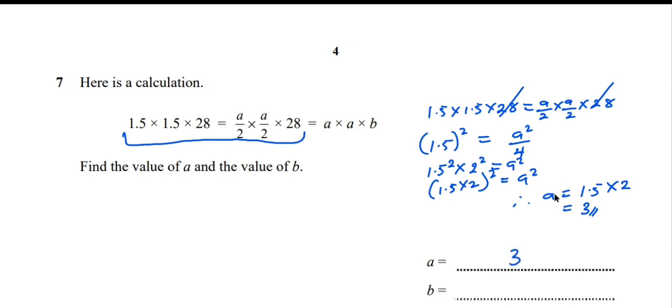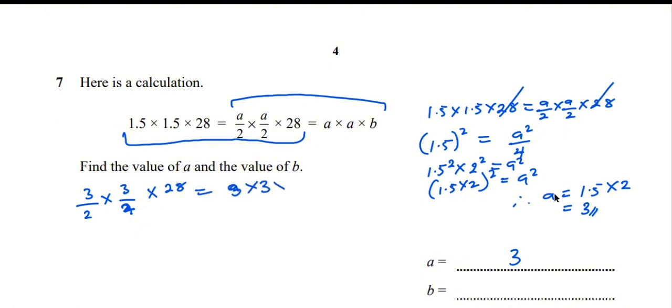So all I need to do is to place my a somewhere and solve for this. Okay, so I'm going to put my a as 3 here and solve for this. That will give me 3 over 2 times 3 over 2 times 28 equals a, which is 3, times 3 times b. So 2 here will go 1, 2 here will give me 14, 2 here will go 1, 2 here will give me 7. Okay, so I have 3 times 3 times 7 equal to 3 times 3 times b. So you can see your 3 times 3, 3 times 3. So it simply means that b equals 7. So I'll come and have my 7 here.